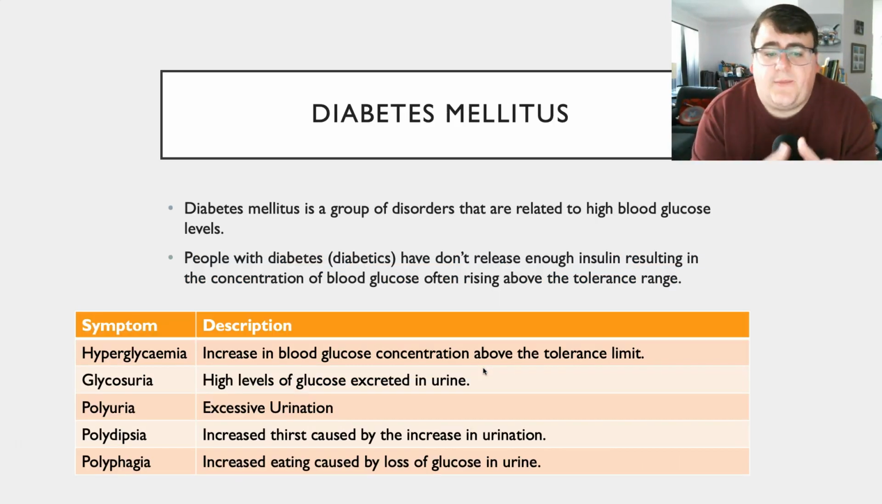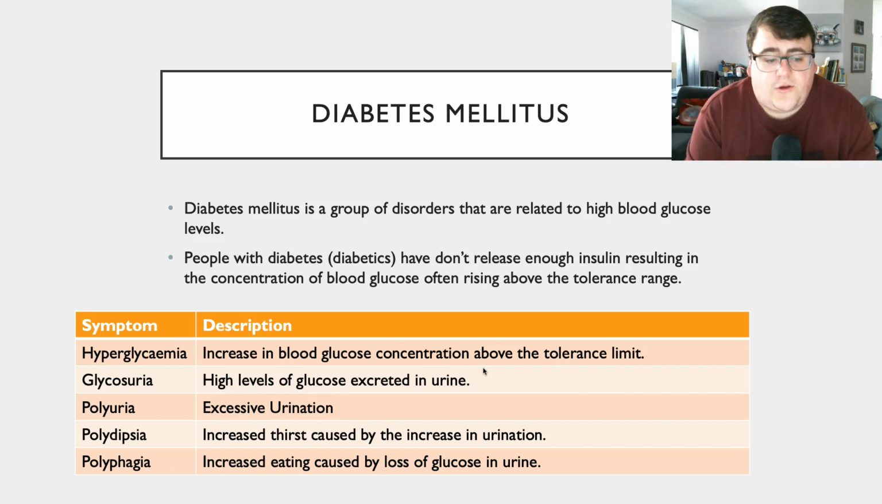Diabetes mellitus. Diabetes is a group of disorders that are related to high blood glucose levels. Anyone that has diabetes, known as a diabetic, generally doesn't have the ability to release enough insulin, which means they can't control blood glucose levels and they often rise above the tolerance limits. There are a number of symptoms that these people have. One of those symptoms is hyperglycemia. Hyperglycemia is the increase in blood glucose concentration above the tolerance limit.